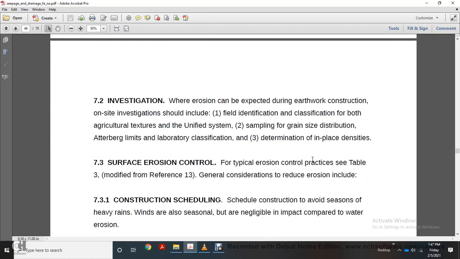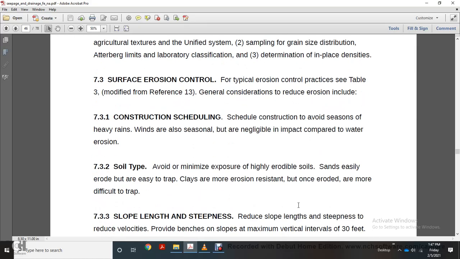Surface erosion control. The types of erosion control practice are in Table 3, modified from reference 13. General considerations to reduce erosion must include construction scheduling: avoid seasons of heavy rains and winds, or seasonal effects, with negligible impact on compacted water erosion.